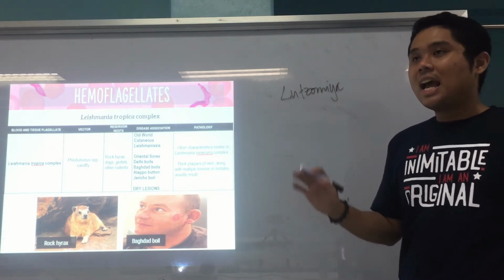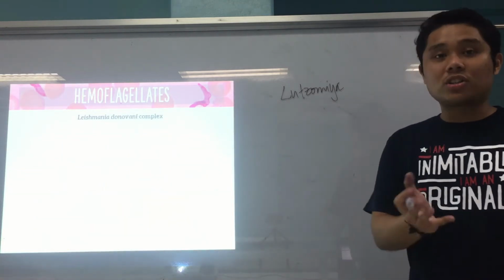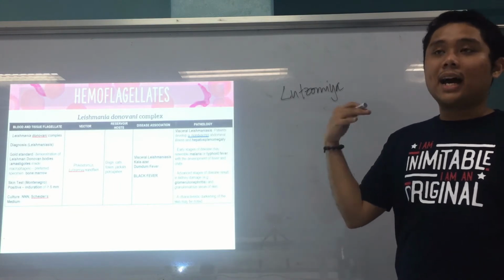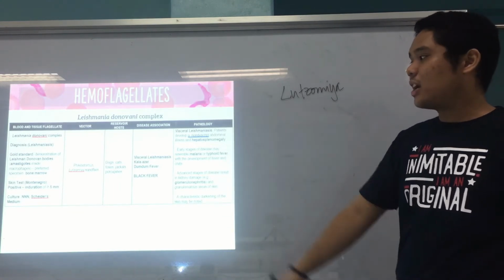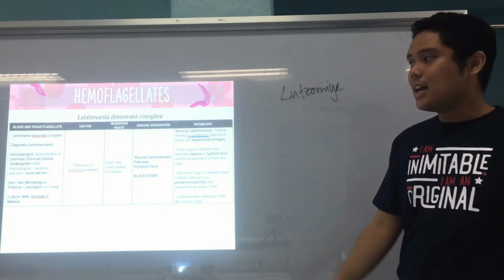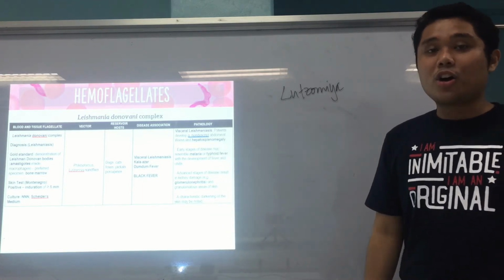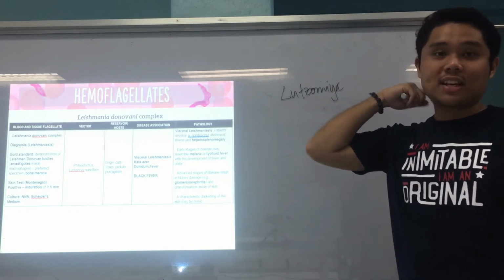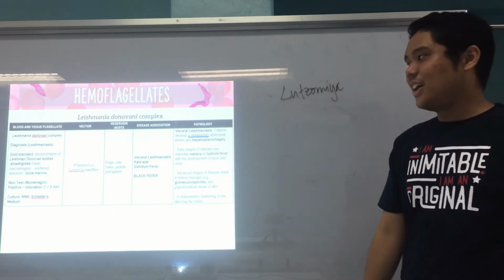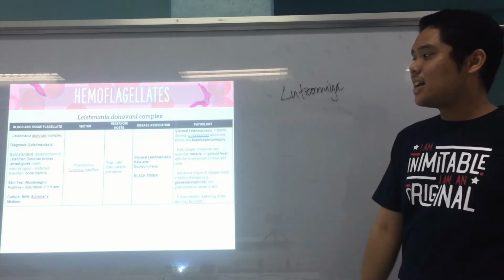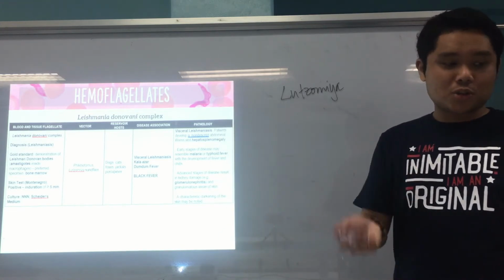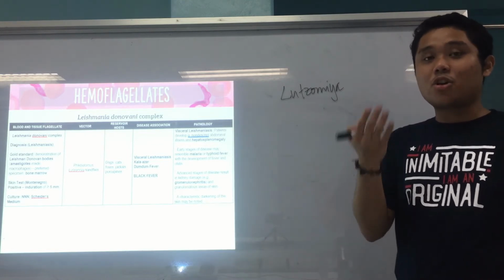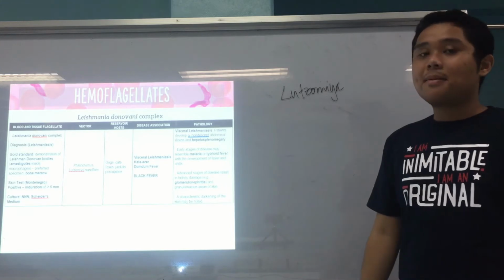Okay, that's for cutaneous. And the last species for Leishmania is of course the Leishmania donovani complex, which is considered to be the deadliest form. It causes visceral leishmaniasis, what we call Kala-Azar or Dum-Dum fever, also known as black fever. Why? Because it causes blackening of the skin. For diagnosis, the gold standard is the demonstration of Leishman-Donovan bodies, or amastigotes within the macrophages.